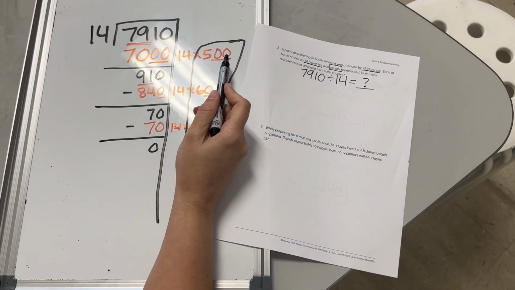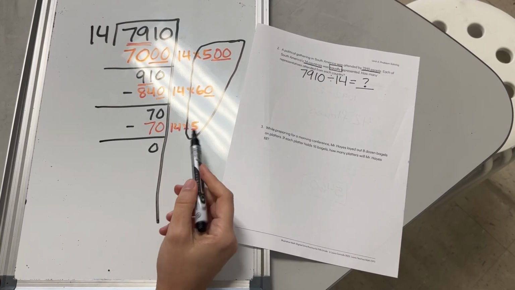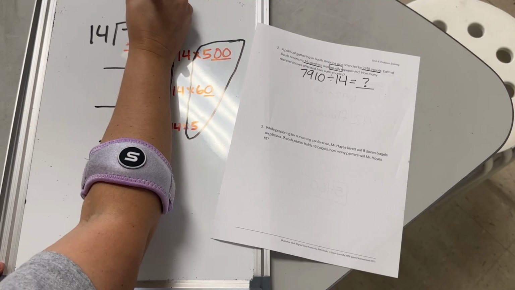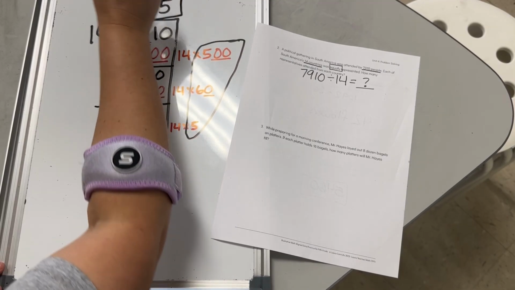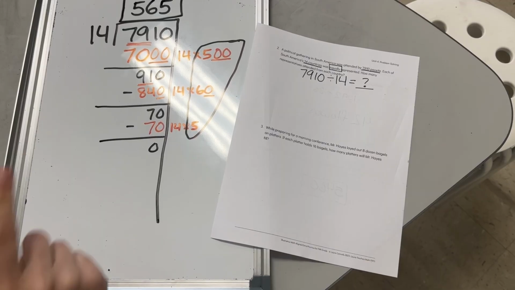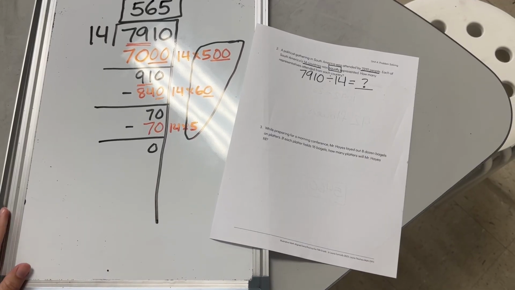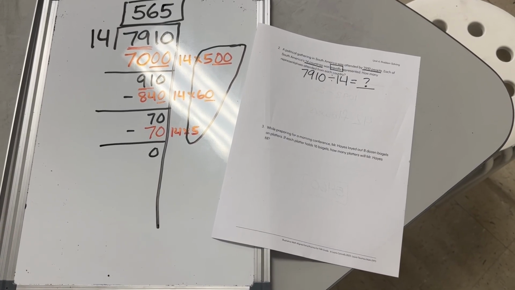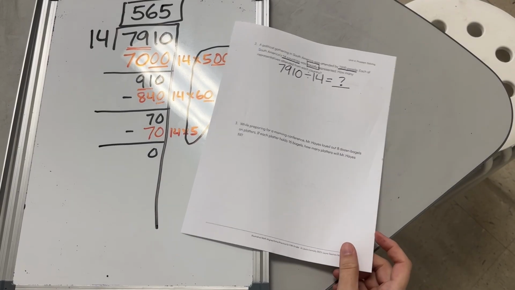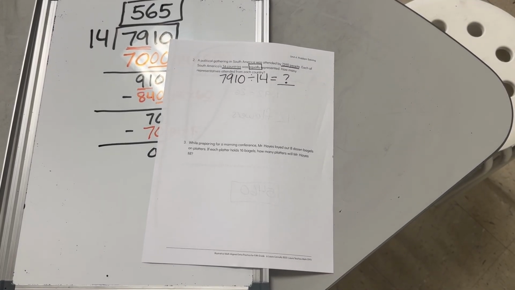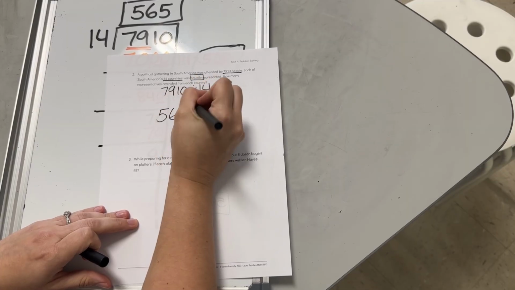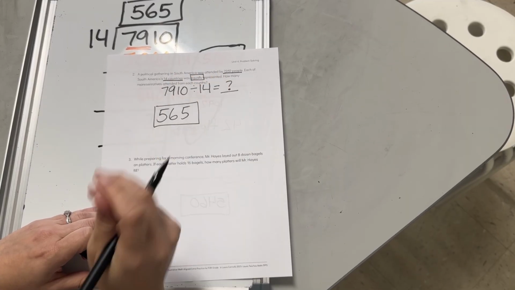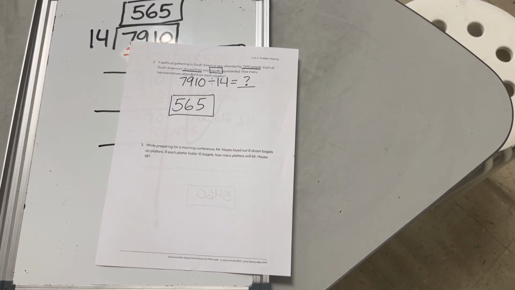I have 500 plus 60 plus 5, which is 565. I'll put that answer at the top in a box. And that answer represents the total number of people that are representing each country. 565 people from each of the 14 different countries.